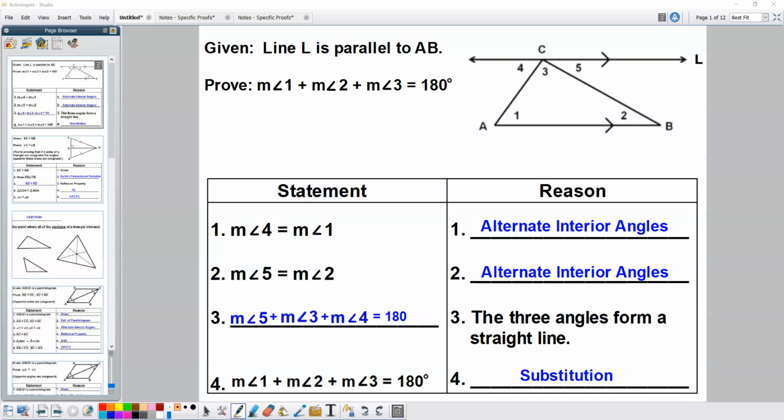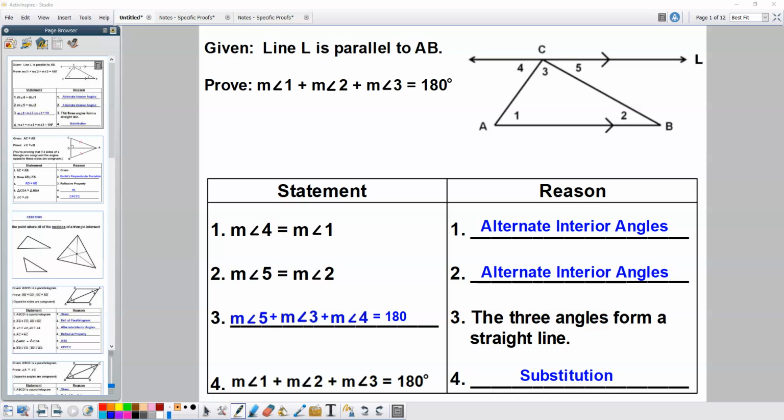So we're given that L is parallel to AB. So this line L up in my picture is parallel to AB. It's already got my arrows drawn for me. And it wants us to prove that the measure of angle 1 plus the measure of angle 2 plus the measure of angle 3 is equal to 180 degrees. So what we're proving here is that the sum of the angles in a triangle equal 180 degrees. Okay? And we're going to get that from the straight line up top.